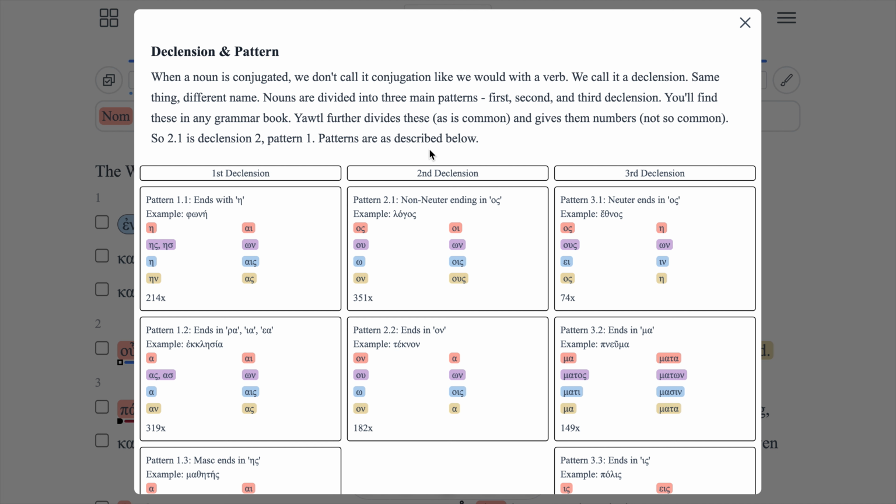We use pattern 1.1 when the nominative singular form of the noun, that's the standard form in the upper left corner, ends with the eta, like archi. We use 2.1 when the noun is not neuter, in other words, it's masculine or feminine, and its standard form, its nominative singular form, ends in omicron sigma, the os sound, as in logos. You can see that all the other patterns have similar types of criteria. And as you read in Yodel, and as you try to notice patterns, Yodel will help you know which pattern to use with the superscript.